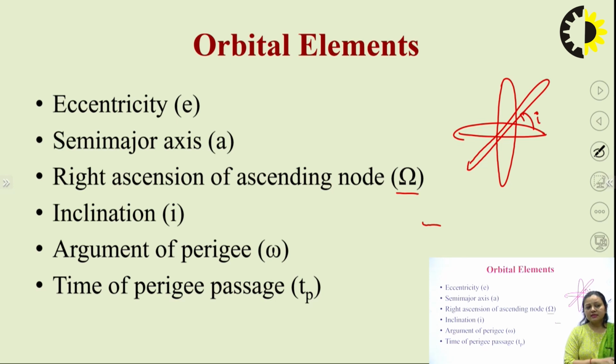First we will discuss what a perigee is. Then the angle it makes will be represented by omega. Next is the time of perigee passage. When the satellite moves across the perigee point, that particular time we denote as TP.